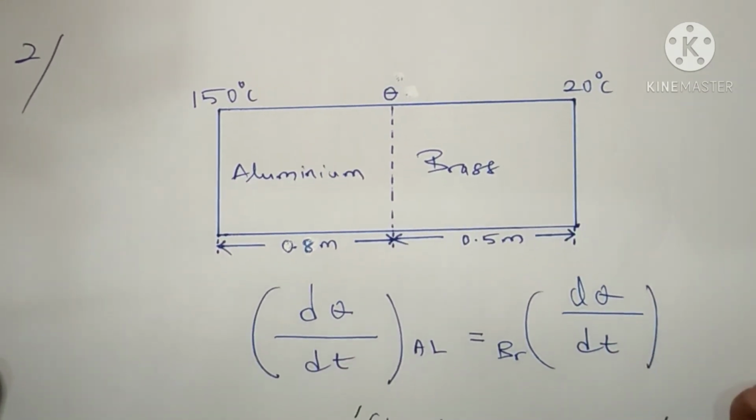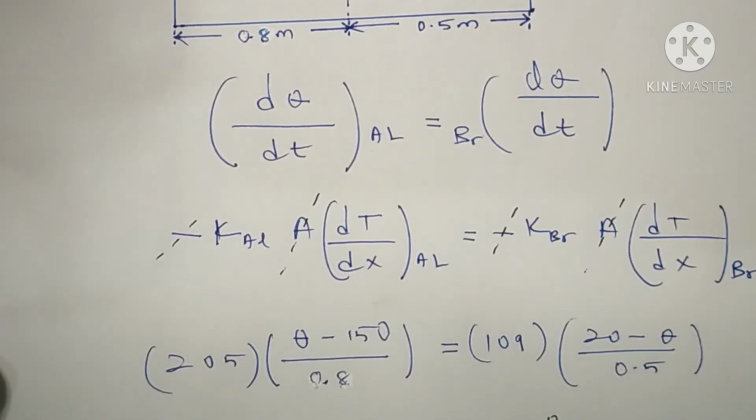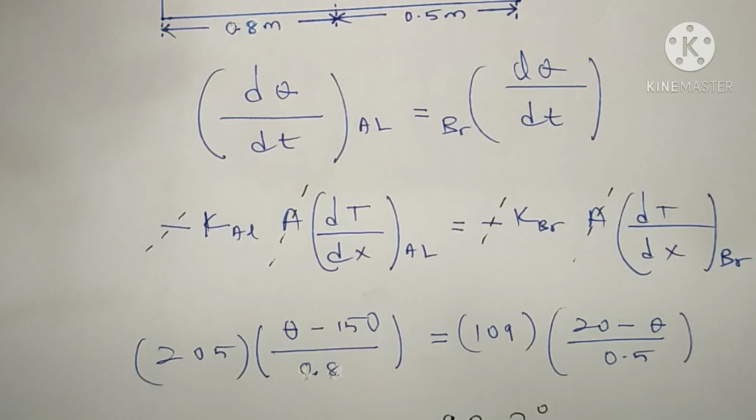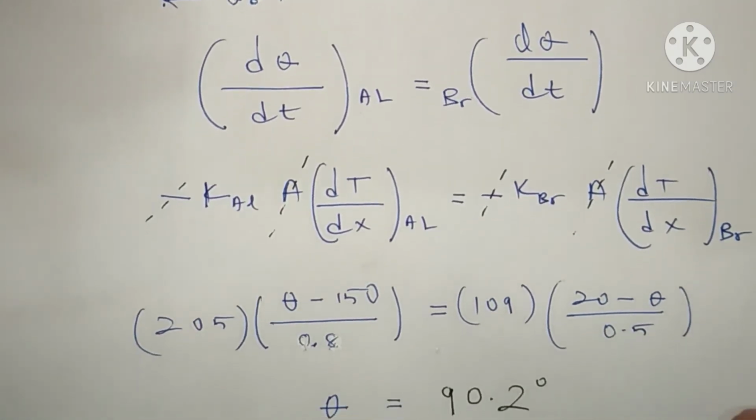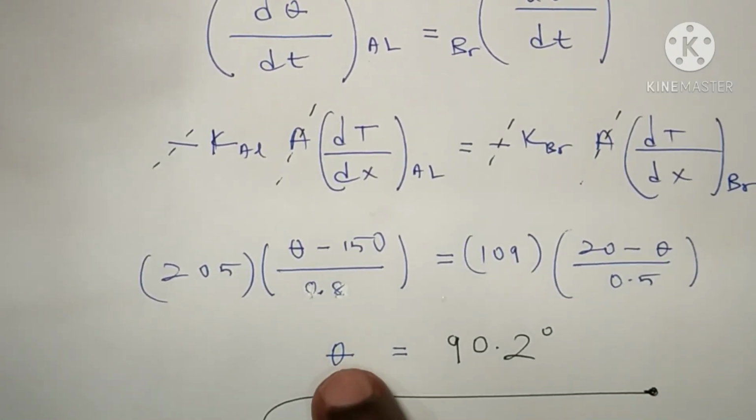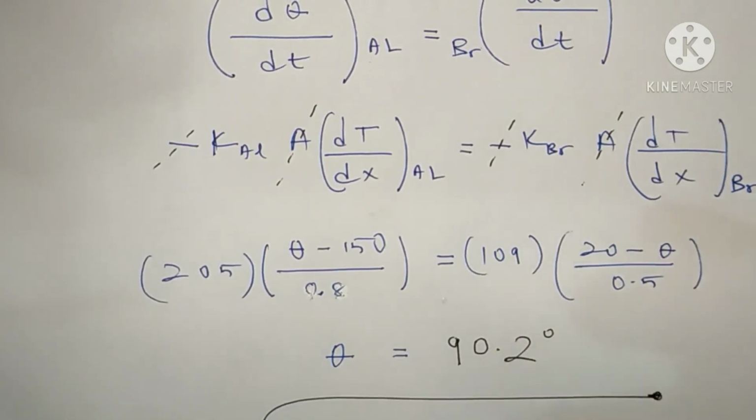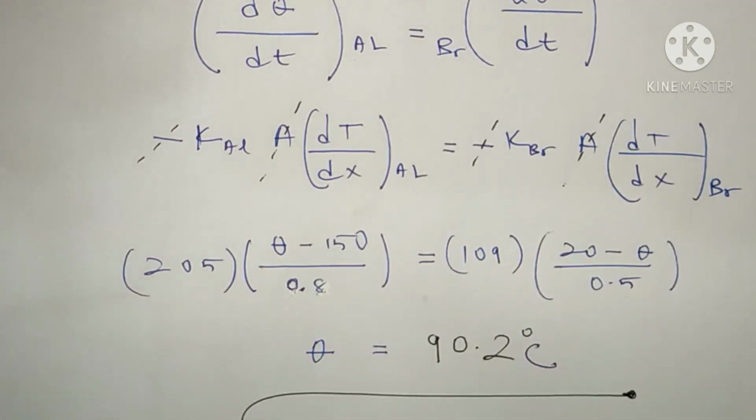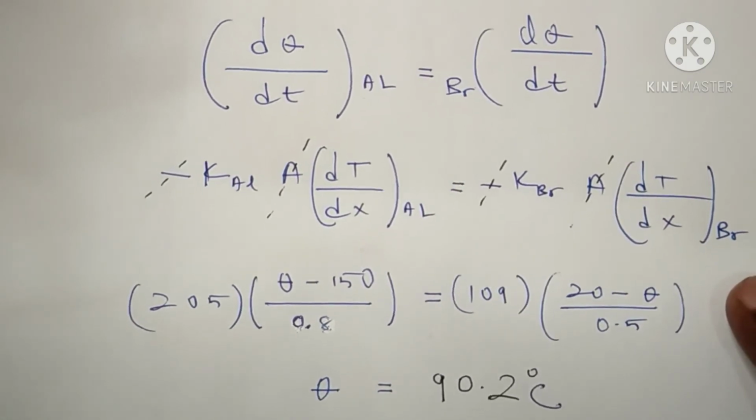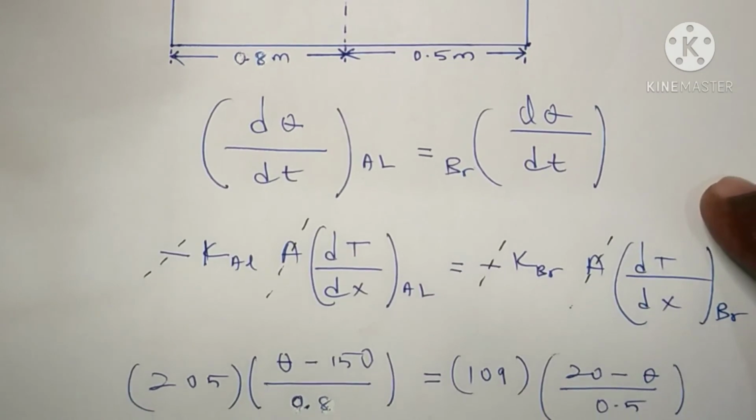So now we can substitute all the values accordingly into this formula, and we can find the temperature of the point where the two metals are joined, which is theta equals 90.2 degrees Celsius. Simple like a bubble without giving you any trouble.